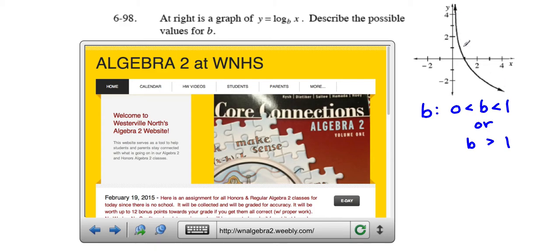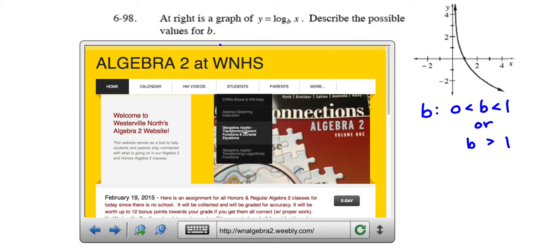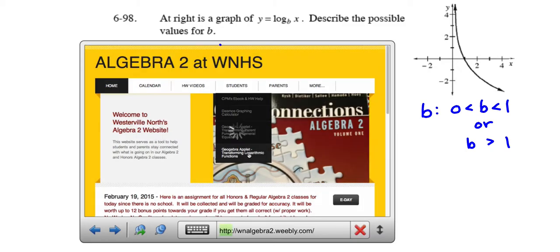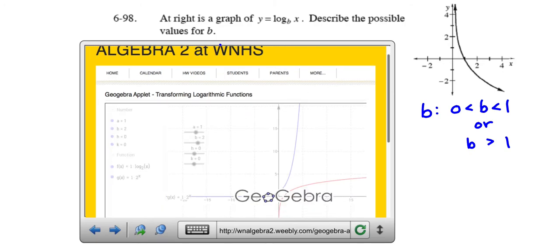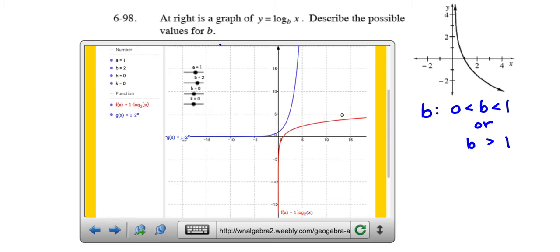So since this is a logarithmic function, we have to think about whether our value of b is going to be between 0 and 1, or greater than 1. If you look on the Westerville North Algebra 2 homepage and go onto the website, go to Students, all the way down, it says GeoGebra Applet, Transforming Logarithmic Functions, and we can explore what's happening here.